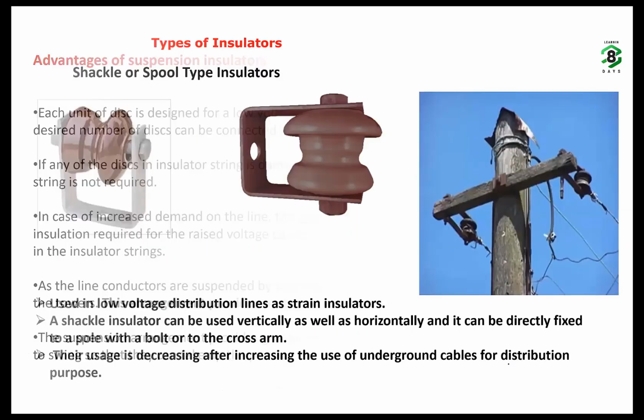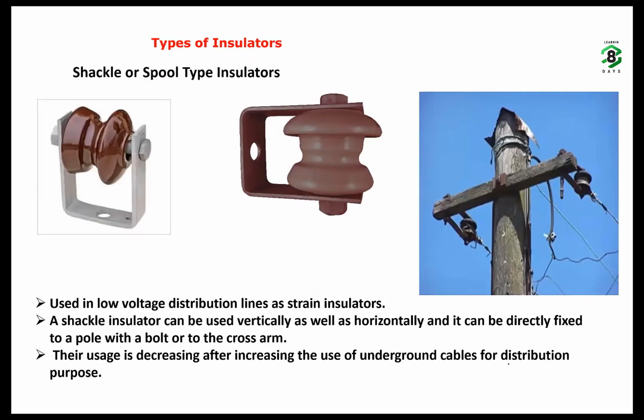So the next type of insulators is shackle or spool type insulators. They are the low voltage version of the strain insulators, mainly used in distributor lines. A shackle insulator can be used vertically as well as horizontally. It can be directly fixed to the pole with a bolt or the cross arm.